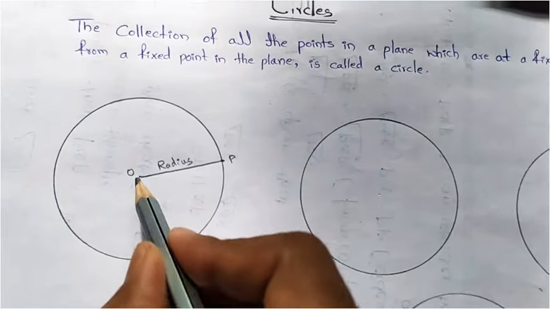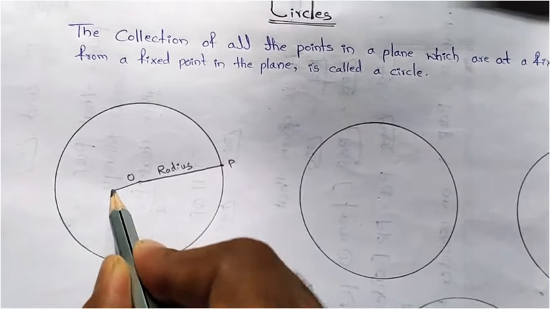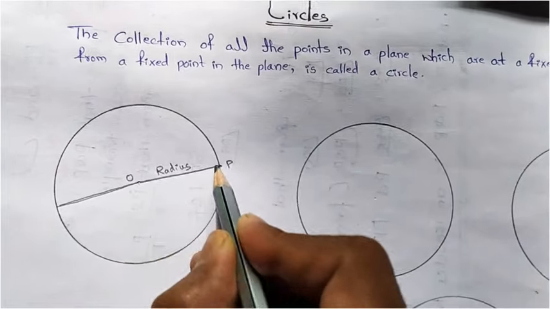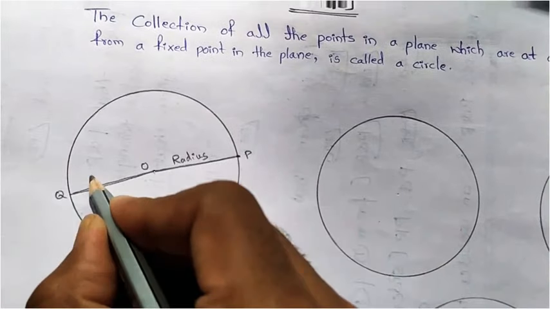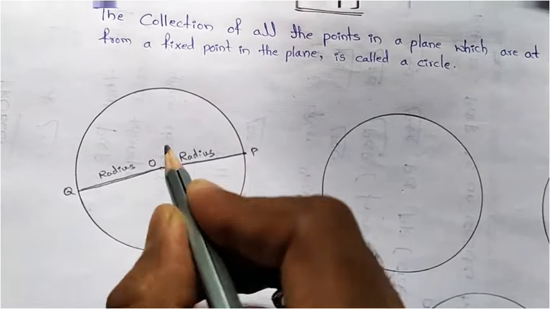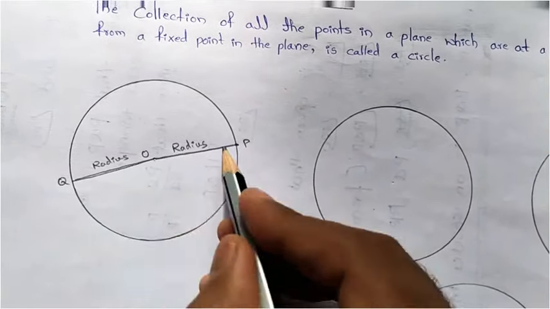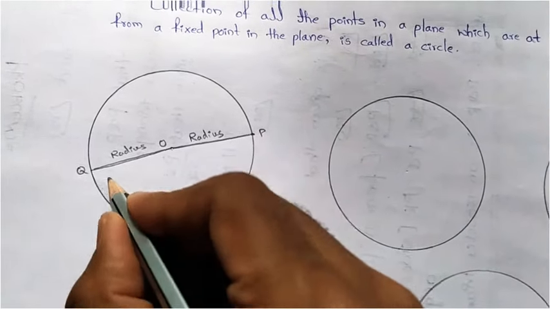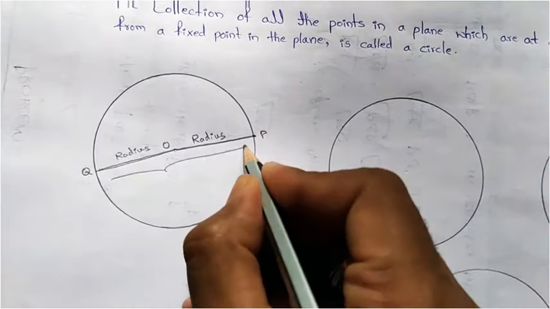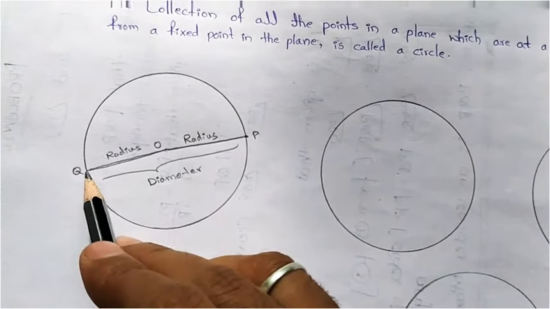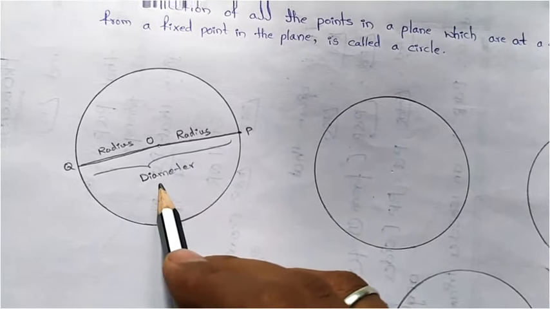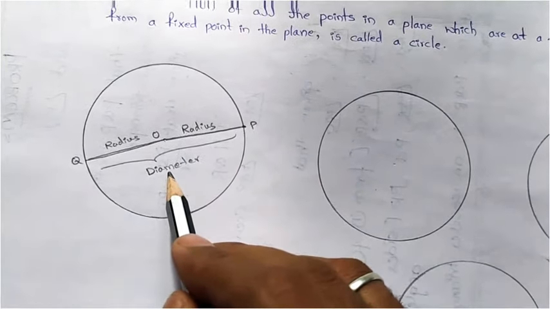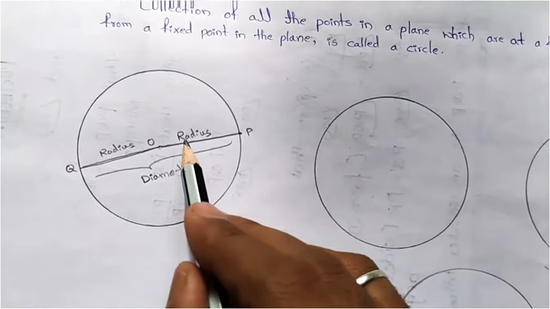If I extend that radius to the other end, the straight line, let us take it as Q. This is also a radius, and the straight line gives us PQ, that is the diameter. Diameter is a line which joins two points of the circle and passes through the center. So diameter is nothing but twice the radius.